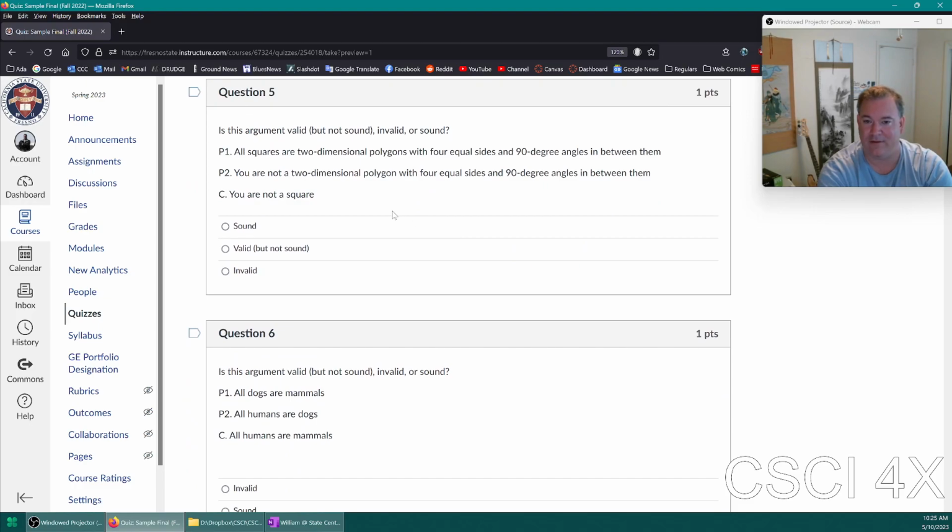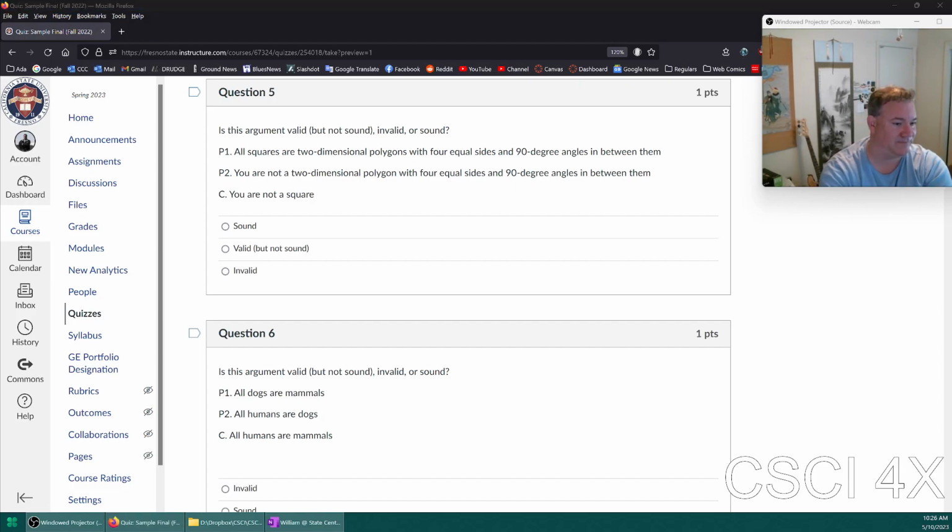Is this argument valid, invalid, or sound? Premise 1. And there's, like I said, there's going to be like 2 or 3 of these for you guys. Is this argument valid, invalid, or sound? All squares are 2-dimensional polygons with 4 equal sides and 90-degree angles between them. Premise 2. You are not a 2-dimensional polygon with 4 equal sides and 90-degree angles between them. C. You're not a square. Is this valid, but not sound? Is it valid and sound, aka sound? Or is it invalid?